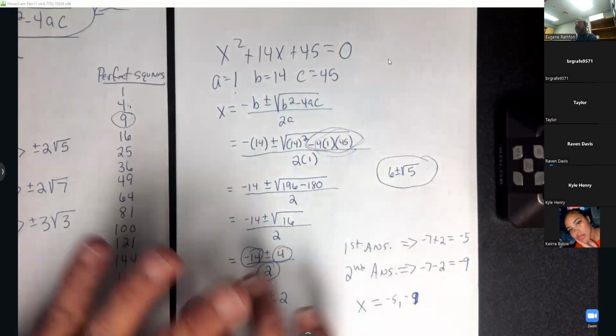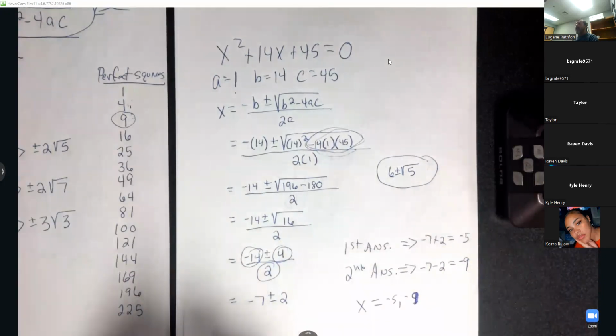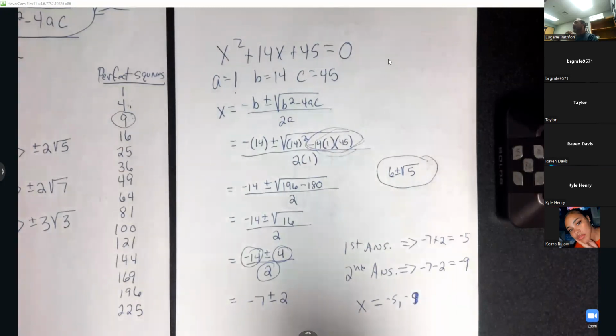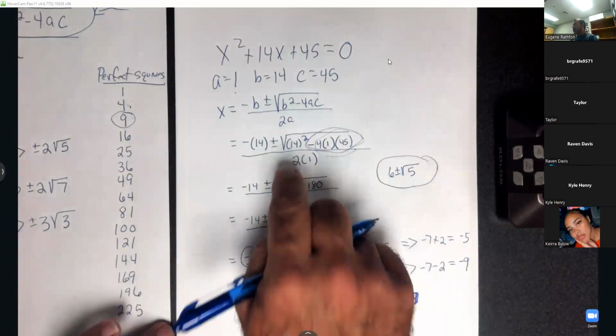So you don't have to know this yet. I just wanted to give y'all a preview of what we got coming up Wednesday when we deal with this quadratic formula.